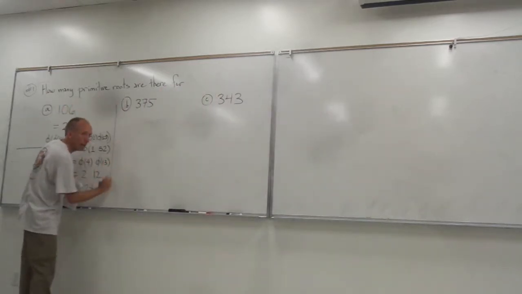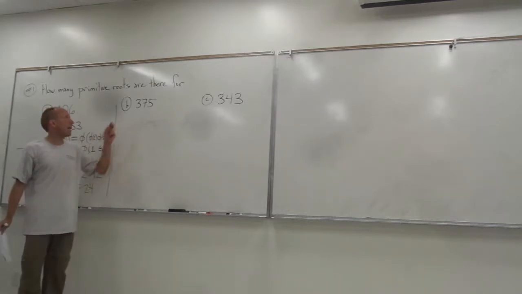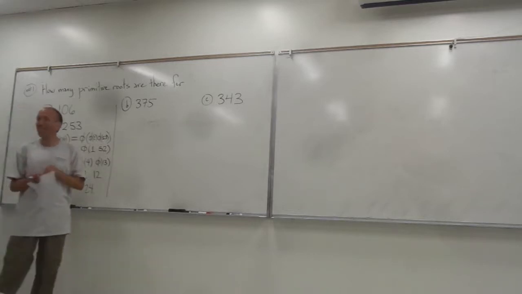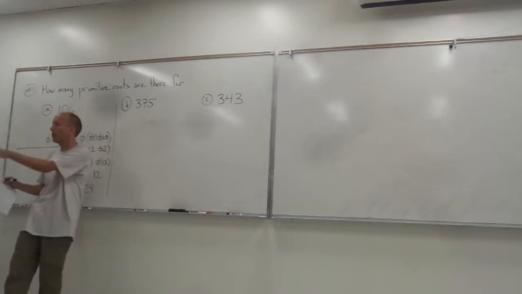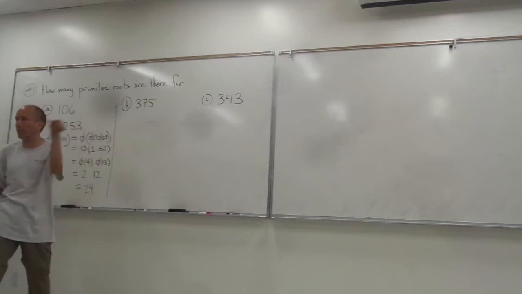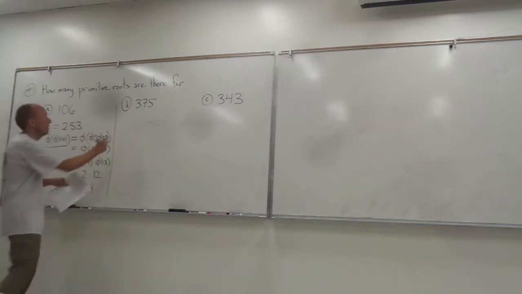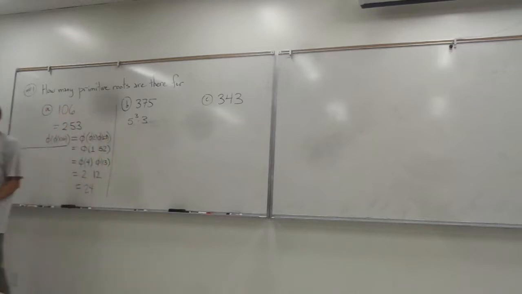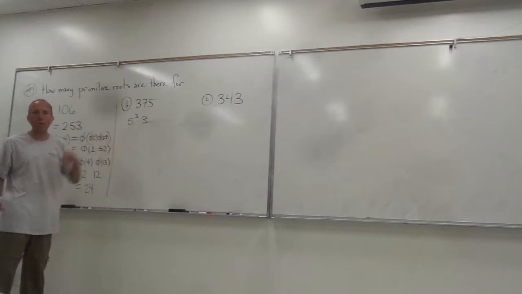375. What's the factorization of 375? Well, 15 times 25. Let's get it down to the prime factors. Let's get different people involved here. 5 cubed times 3. It's 5 cubed times 3, right? 125 times 3. So what is the number of primitive roots of 375?